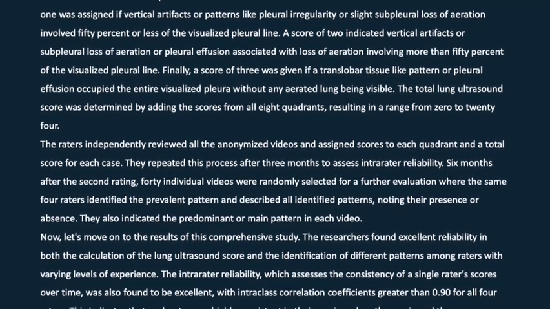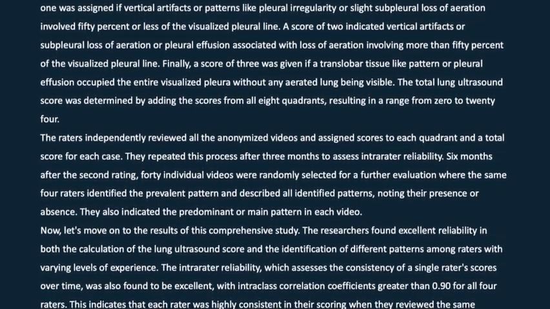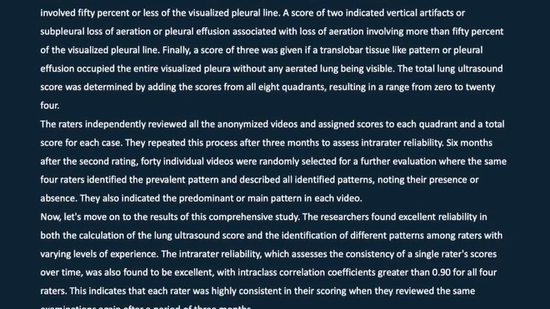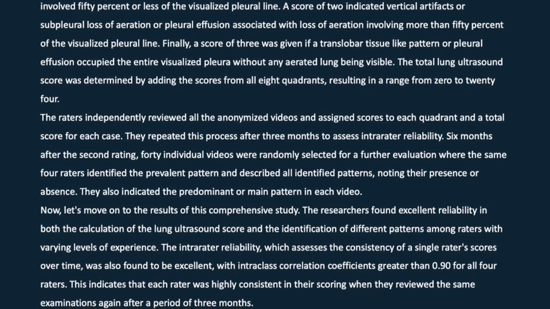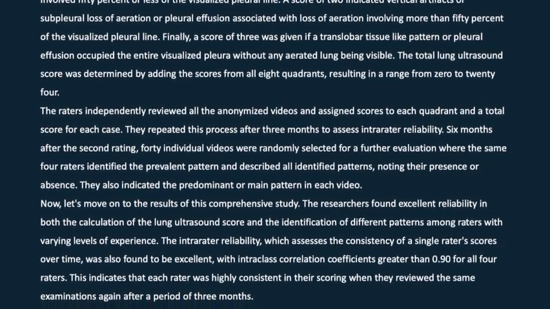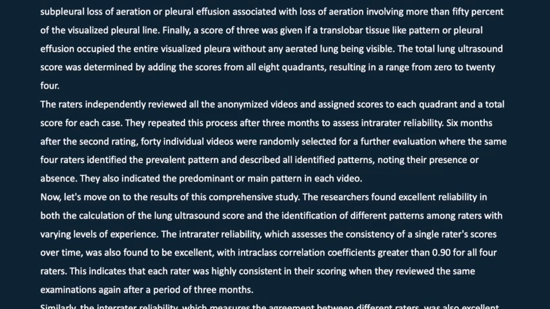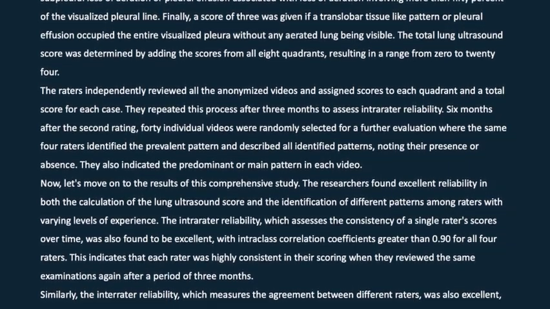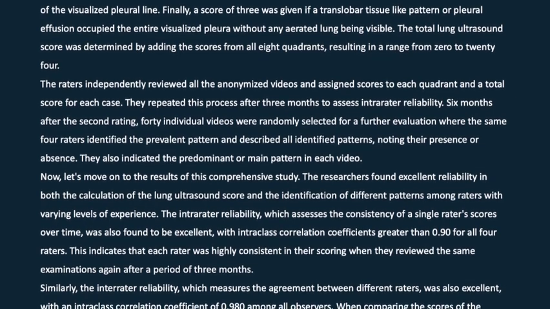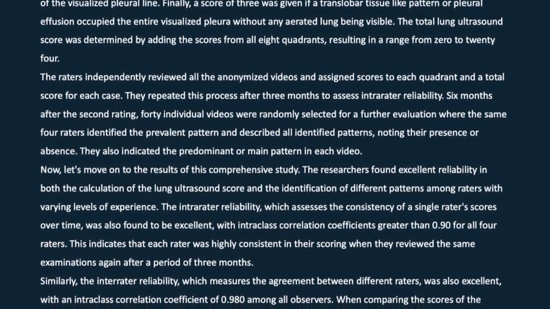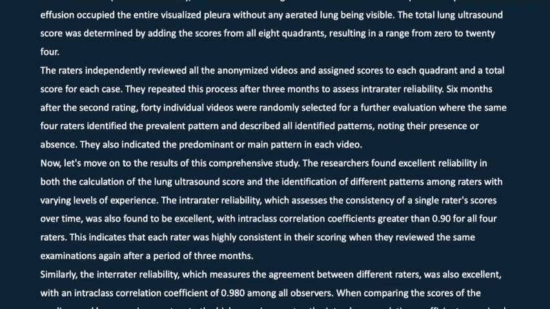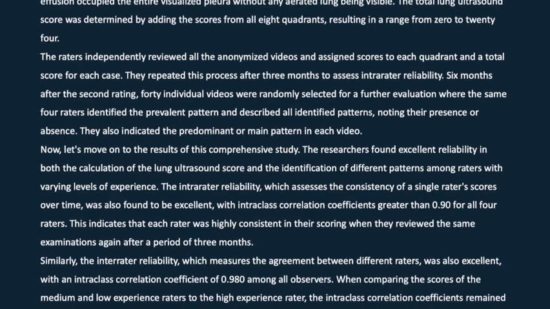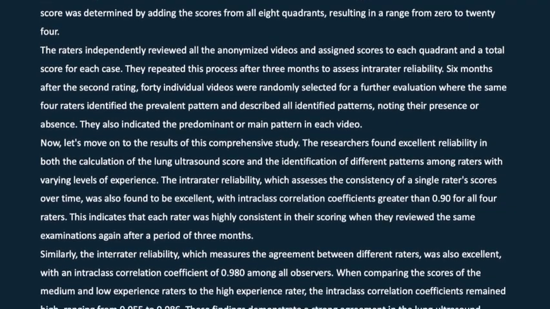0 to 24. The raters independently reviewed all the anonymized videos and assigned scores to each quadrant and a total score for each case. They repeated this process after 3 months to assess intra-rater reliability. 6 months after the second rating, 40 individual videos were randomly selected for a further evaluation where the same 4 raters identified the prevalent pattern and described all identified patterns, noting their presence or absence. They also indicated the predominant or main pattern in each video.